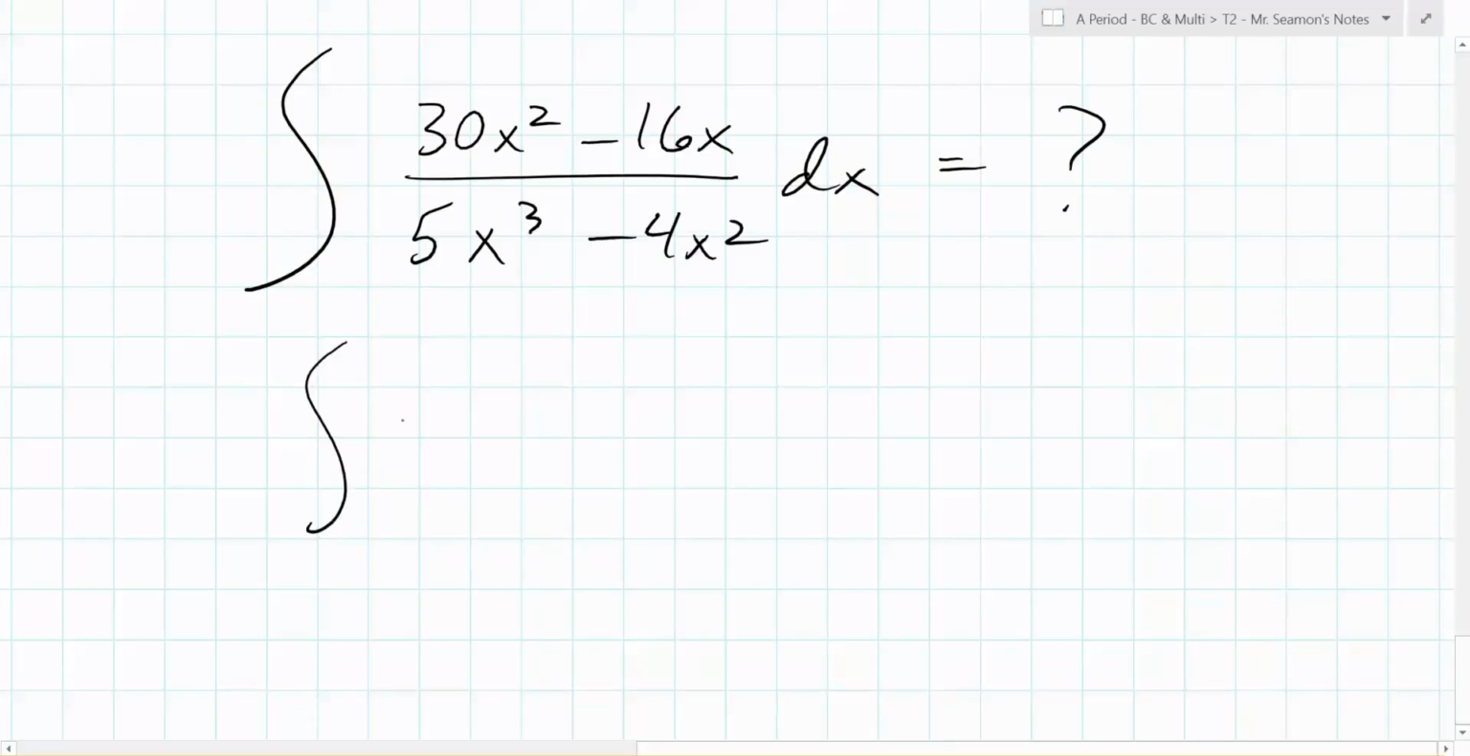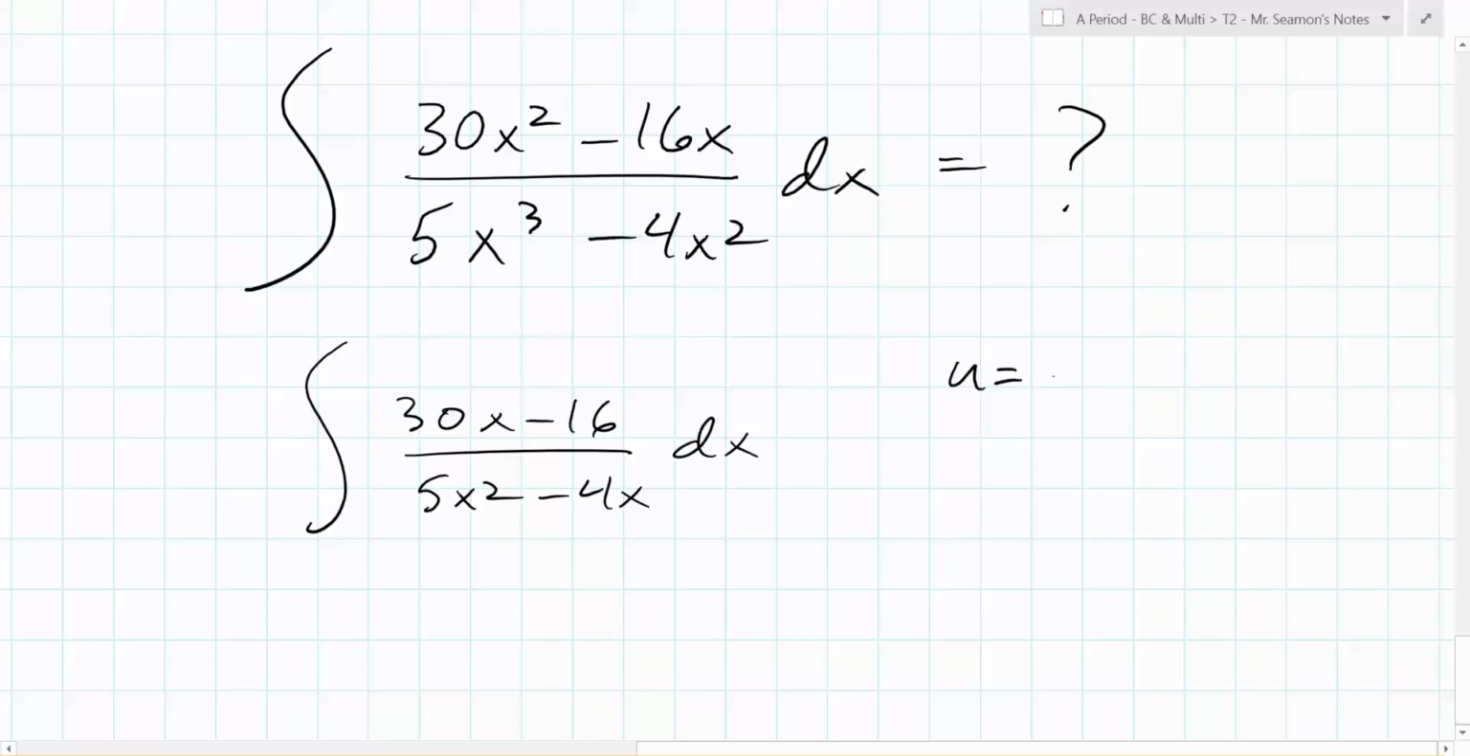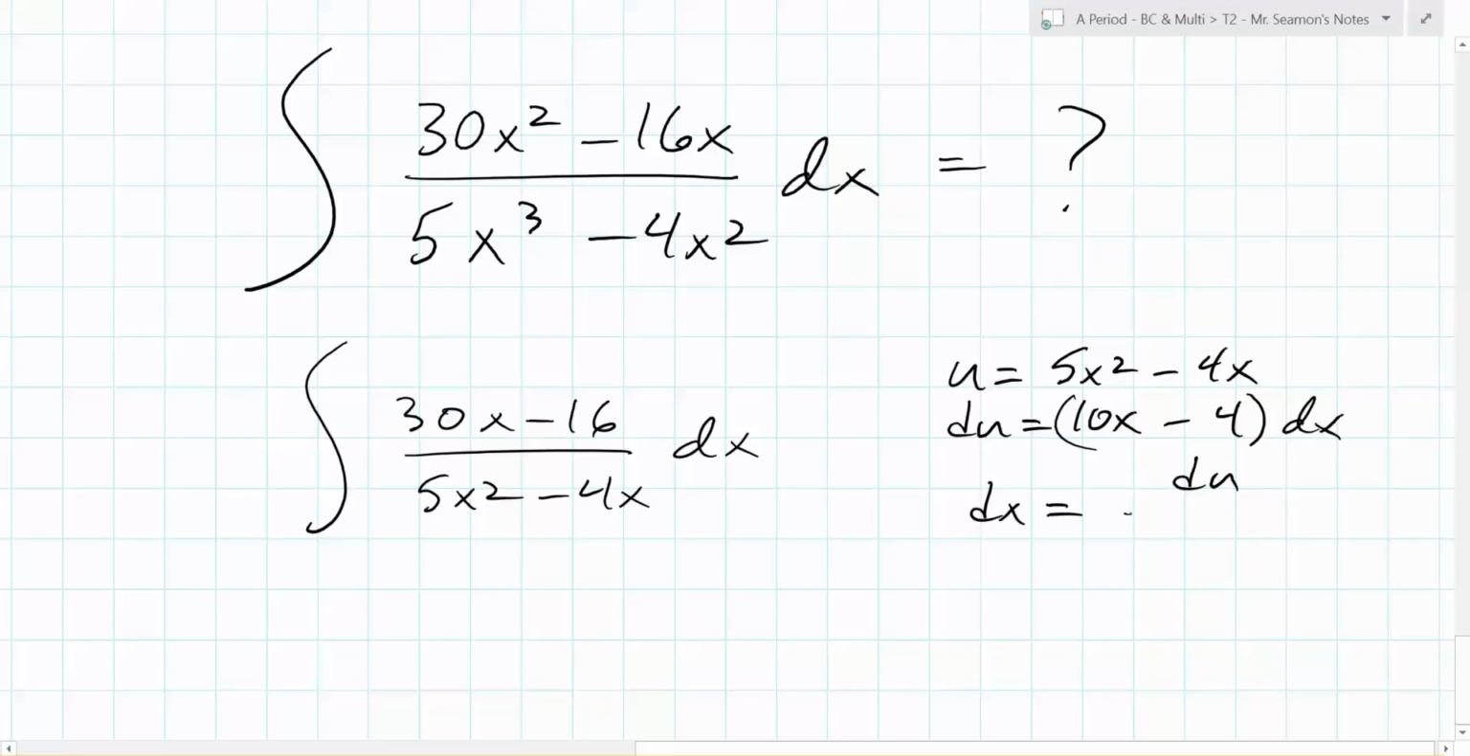So this is 30x minus 16 over 5x squared minus 4x dx. And then I think some of you tried to do this. U is equal to 5x squared minus 4x. So what does du equal? 10x minus 4 dx, right? So dx is equal to... Hold on. I'm saving you some pain. Just listen. Okay. So now you go and do this.